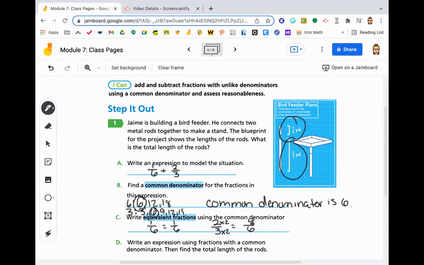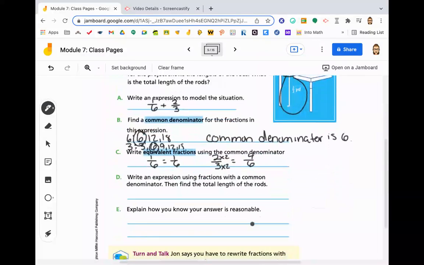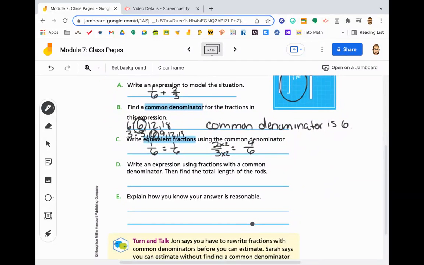Then it says write an expression using fractions with a common denominator, then find the total length of the rods. So that means we're going to do the 1/6 plus 4/6. So that would equal 5/6, because our denominator stays the same and we add the numerators. So 1 plus 4 is 5.